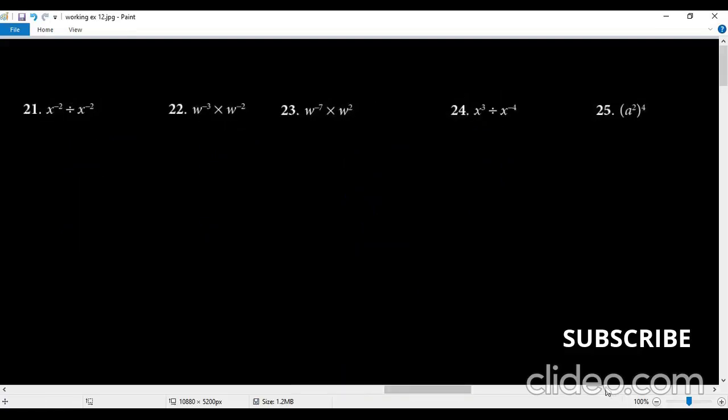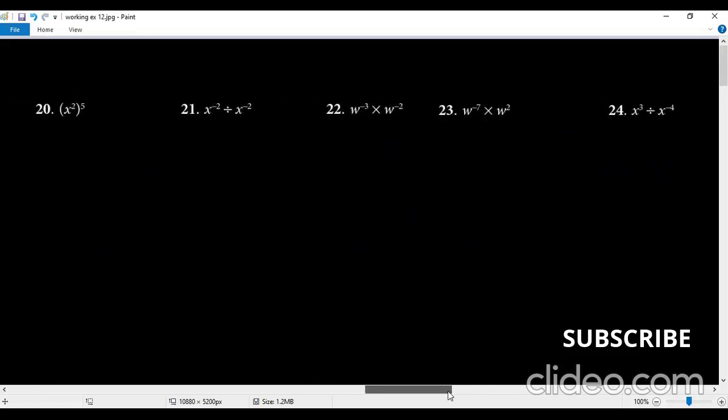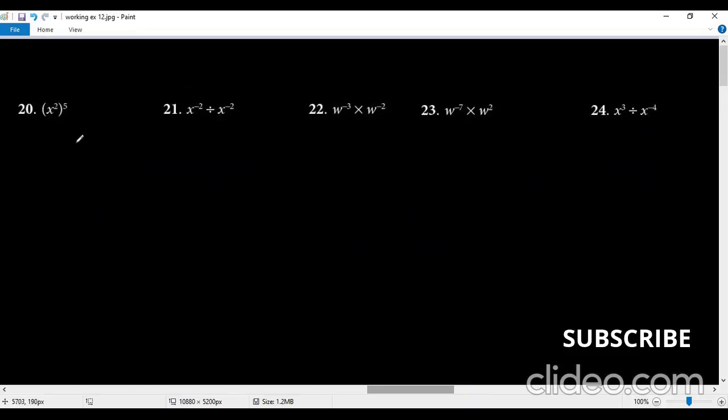Now comes question number 20. Question number 20 is saying next rule, which is x2 multiplied by 5, and your final answer is going to be x power 10. In here, it is x minus 2 minus minus 2. That means x is going to be minus 2 plus 2. That means x is going to be 0, and the answer is going to be 1, because anything power 0 is equal to 1.